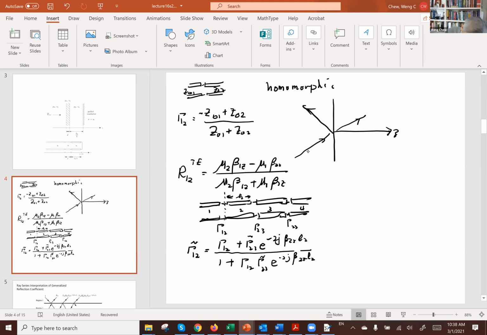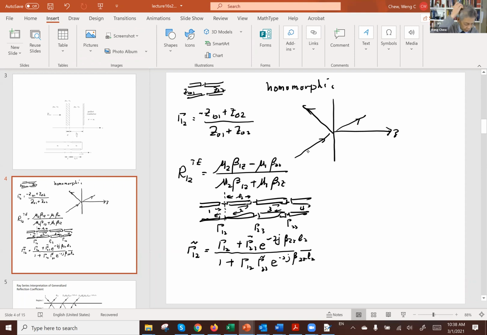At that junction, we can imagine an incident wave coming in and the reflected wave going back. Since this is a time harmonic signal, the reflected wave would include waves that are multiply reflected in the junction in this manner. So this gamma 1,2 tilde is the generalized reflection coefficient at this junction, including all the multiple reflections from behind the first junction.